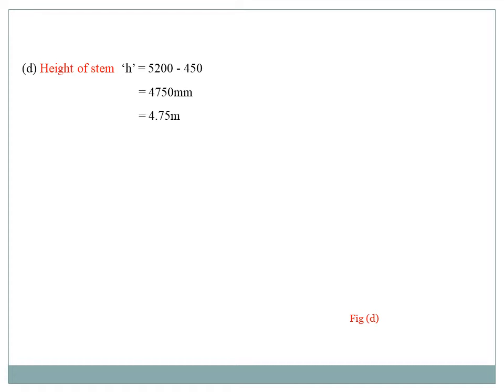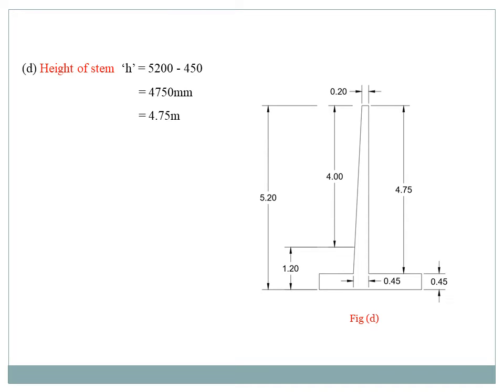The next, height of the stem, small h. Height of the stem is simple. See the diagram. Height of the stem means only the vertical portion. We know that the overall depth is 5.2 meter, and the thickness of base slab is 0.45 meter. Then simply, 5.2 meter minus 0.45, we get 4.75 meter.